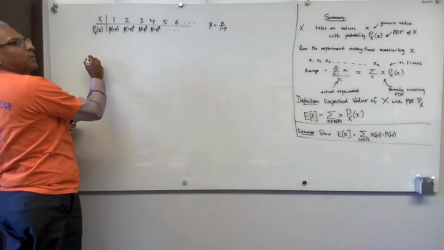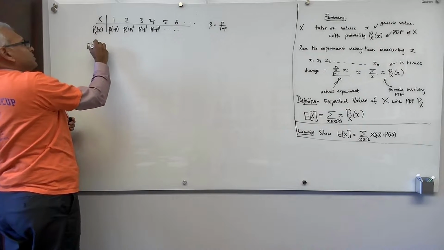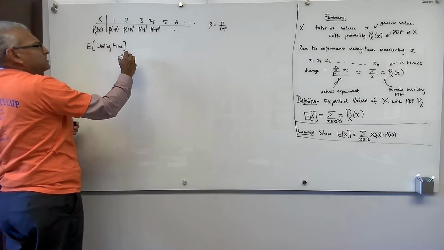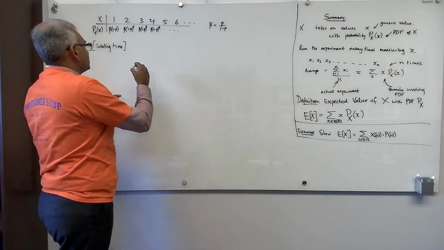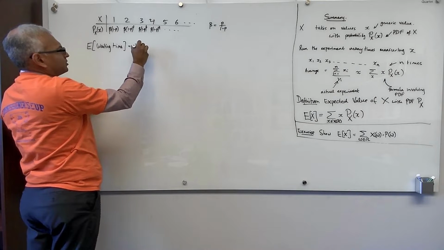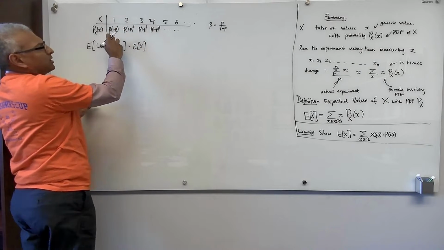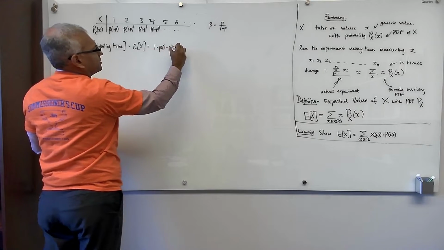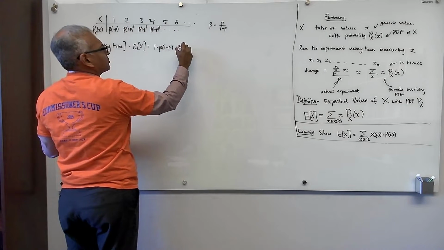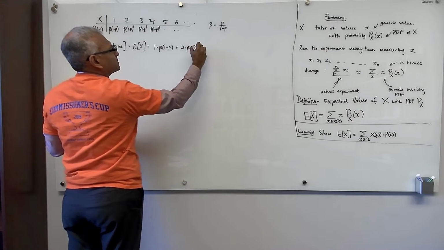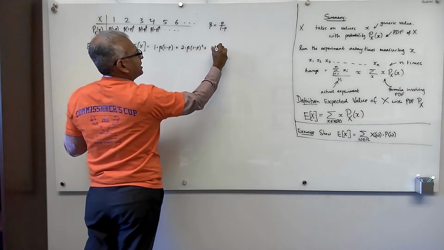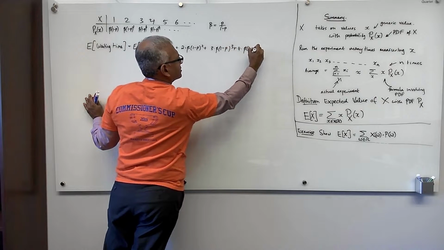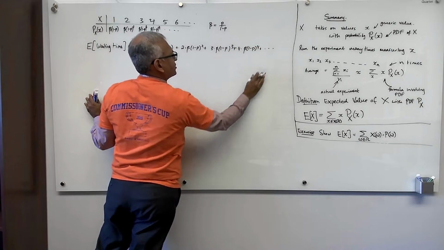So the expected waiting time, how long you expect to wait until you succeed, is equal to the expected value of X. We get 1 times beta times 1 minus p, plus 2 times beta times 1 minus p squared, plus 3 times beta times 1 minus p cubed, plus 4 times beta times 1 minus p to the 4th, and so on.